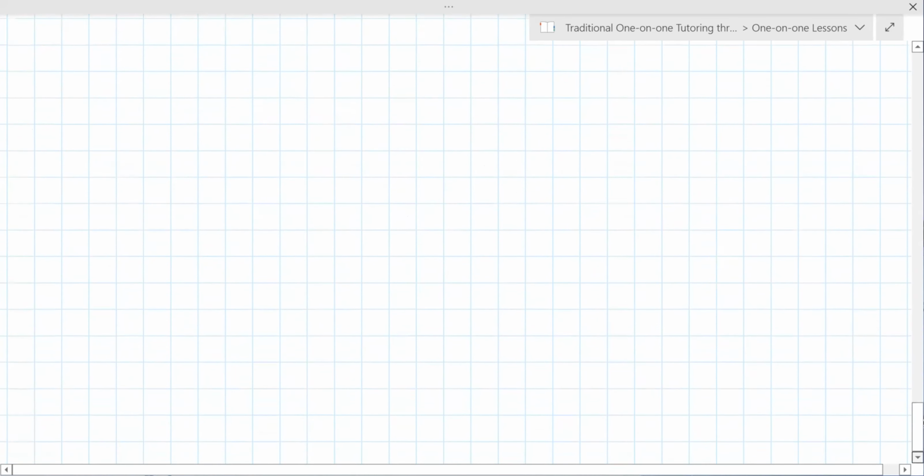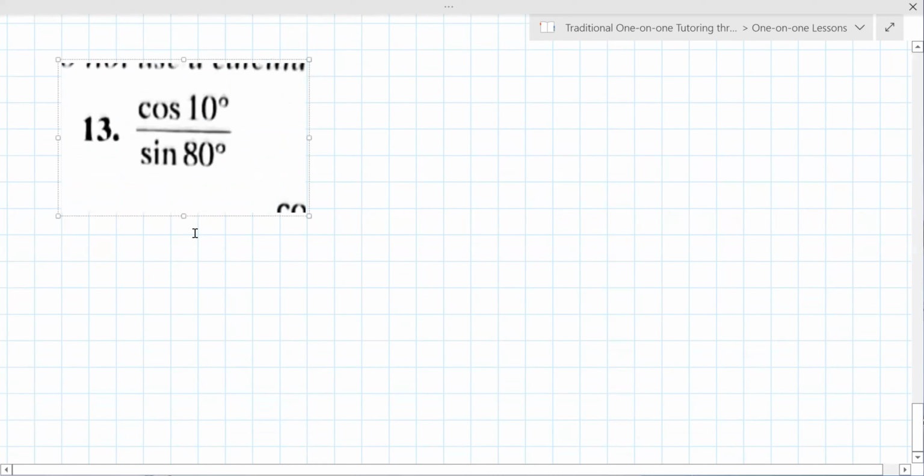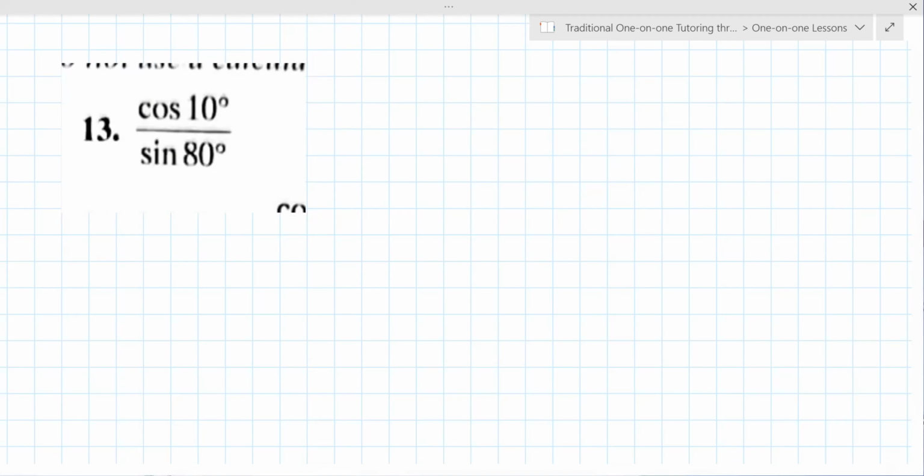Actually, number 13, I was doing it at school, but it didn't seem right. Cosine 10 degrees over sine 80 degrees. It says do not use a calculator, right? So you immediately go for the calculator? Well, no, I was wondering how I did it without the calculator. I spent like 30 minutes with a friend trying to figure out how to do it without a calculator. Then I pulled out a calculator and it's one. And I'm like, that doesn't make sense.